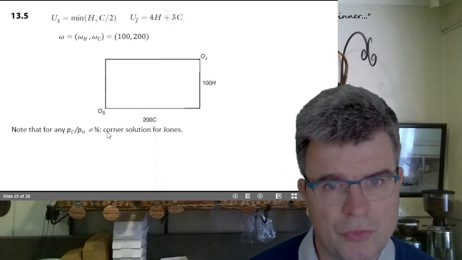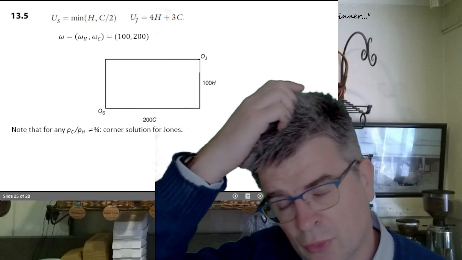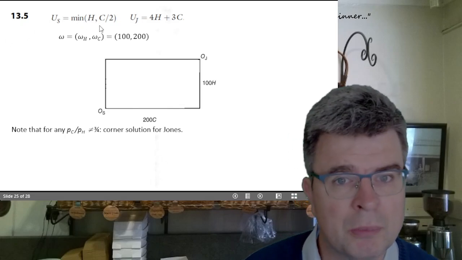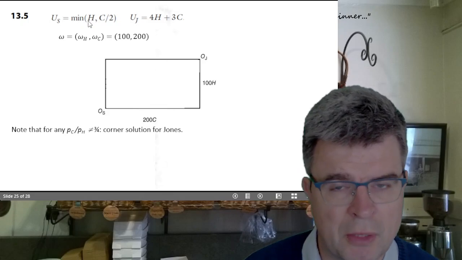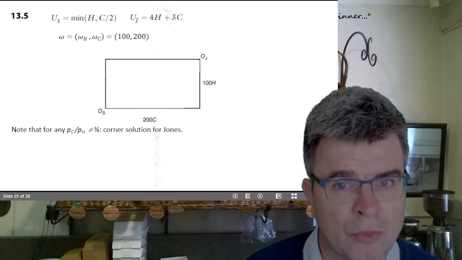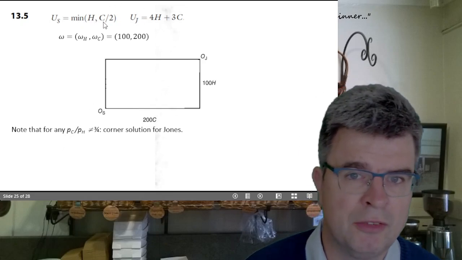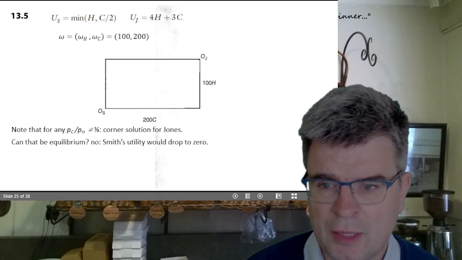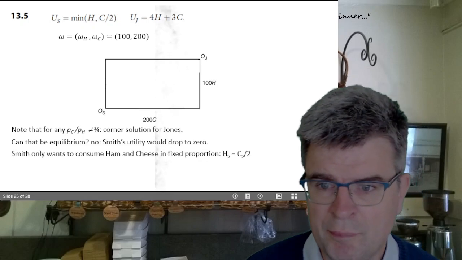But a corner solution for Jones, where Jones consumes all of the cheese or all of the ham, is really not attractive to Smith because he consumes them in fixed proportion. So any corner solution for Jones would give Smith a utility of 0. He really needs both ham and cheese in order to get a positive utility. So that cannot be an equilibrium because Smith will not agree with it.